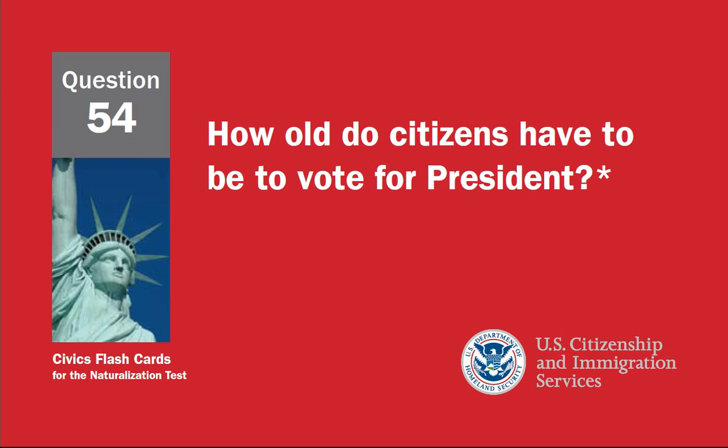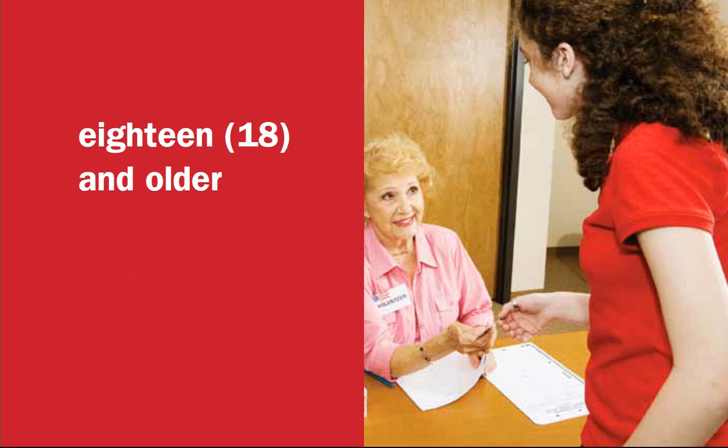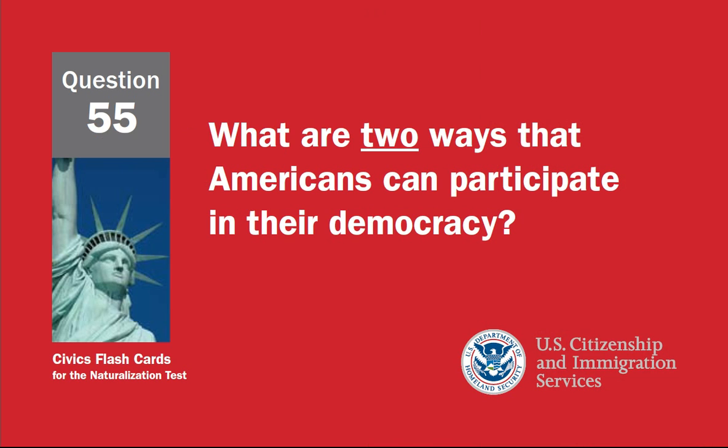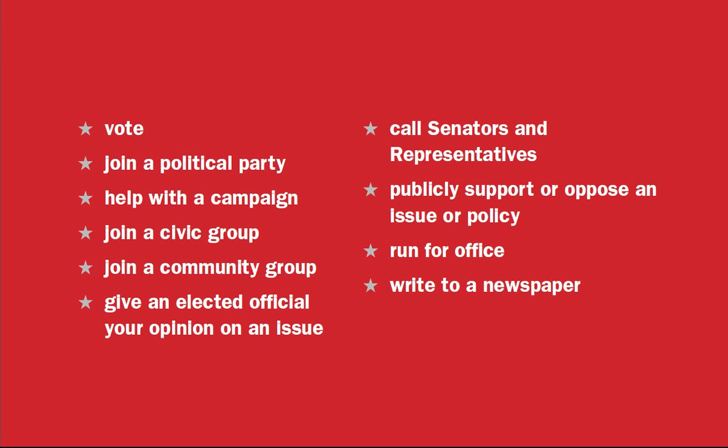How old do citizens have to be to vote for president? 18 and older. What are 2 ways that Americans can participate in their democracy? Vote. Join a political party. Help with a campaign. Join a civic group. Join a community group. Give an elected official your opinion on an issue. Call senators and representatives. Publicly support or oppose an issue or policy. Run for office. Write to a newspaper.